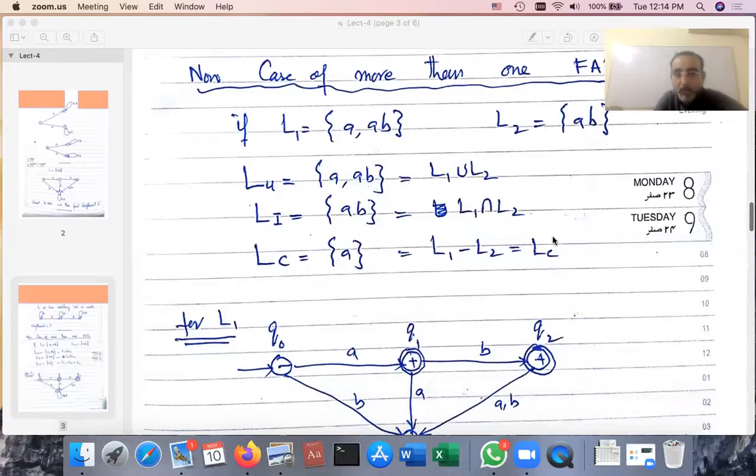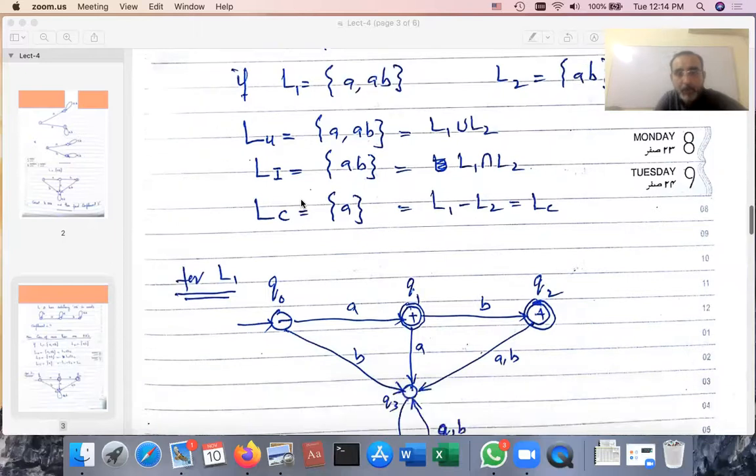Okay. Now, this is something I have mentioned for your guidance as theoretical expressions. But now we also have to draw these machines. Because L1 has some machine, L2 has some machine, and the union, intersection and complement also have some machines. So now we have to solve this problem in terms of drawings with the FAs.